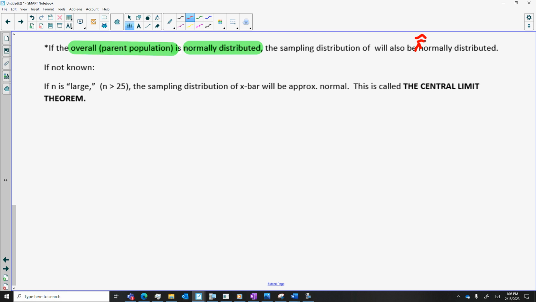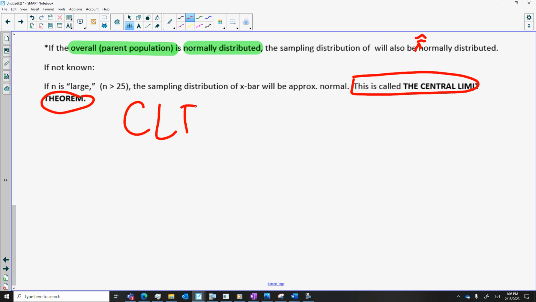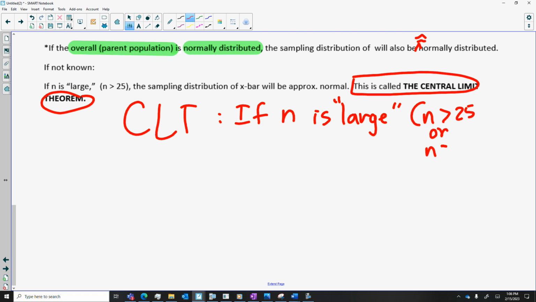So that's one way to do it if they tell me the overall population is normal. Or the sample size will have to be large enough that overall the values of the sampling distribution will become more and more approximately normal. This is called the central limit theorem, or CLT for short. Basically what it says is if n is large, how large? It depends on which textbook you read. Some say n is greater than 25 is sufficient. Some say n is greater than 30 is sufficient. Then the sampling distribution of x bar will be approximately normal.